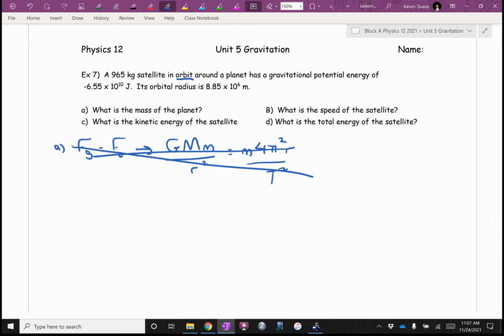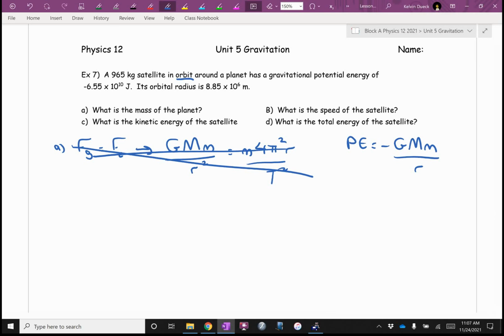So, potential energy is negative big G, big M, little m over R. This is how my brain would solve this. Alexis, did they give me the potential energy? Yeah. Do I know big G? 6.67. Do I know little m? Do I know R? Only one unknown. Okay, I've never done this before, but how would I get the big M by itself?